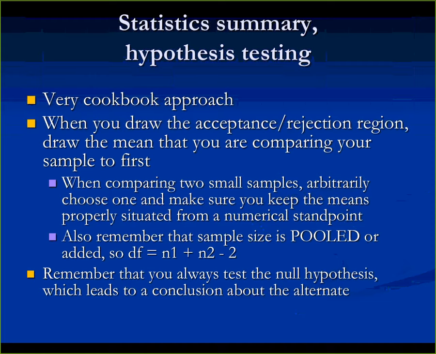And you just need to keep your means properly situated so that your z-values are negative and positive as they should be. And just remember, too, if you've got 2 small samples, each one has its individual degrees of freedom, and so you actually have to pool or add the samples together. So you take the number of data points in the first sample, the number of data points in the second sample, and subtract 2. And then just remember, you always test the null hypothesis, which leads to a conclusion about the alternate.